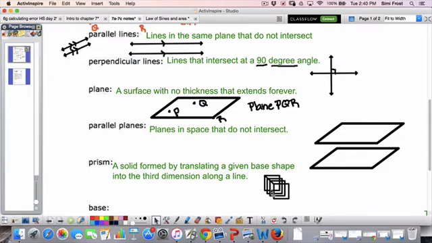So I've just taken the square and copied it going back. But that's not typically how we draw a prism. So we're going to go through the steps of how to actually draw a prism so that way we can sketch some of our own when we need to.